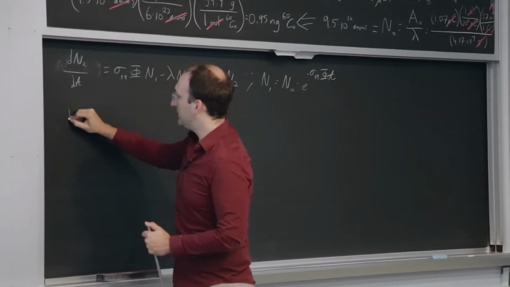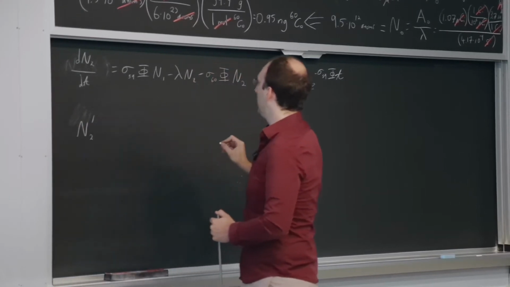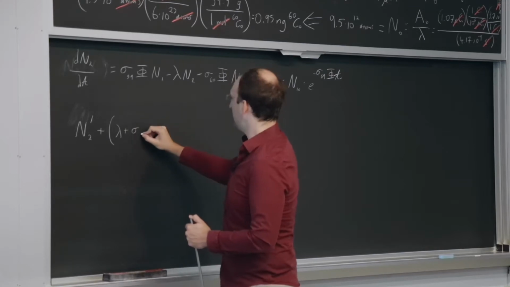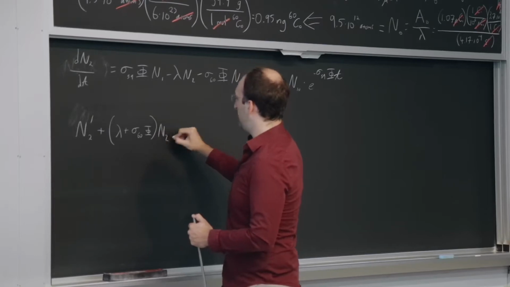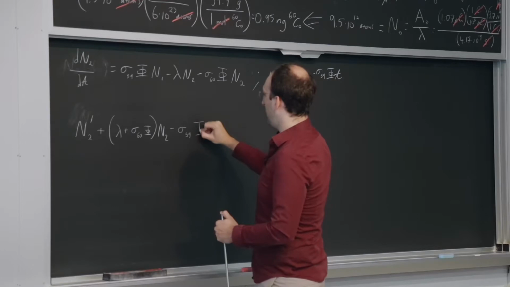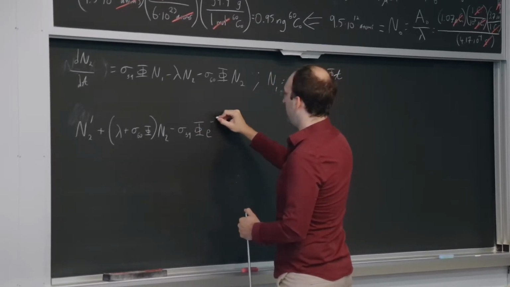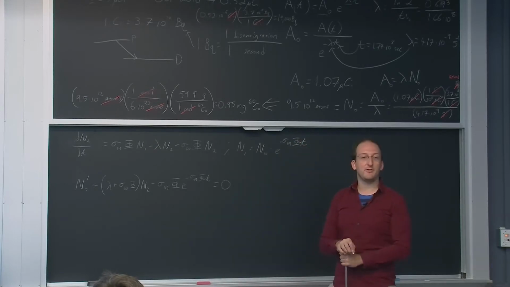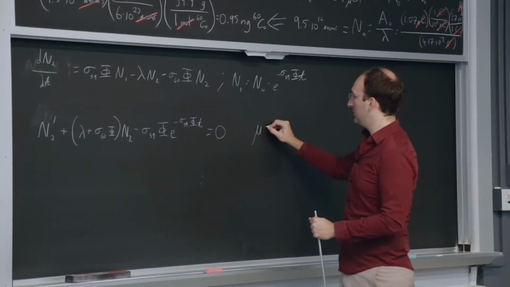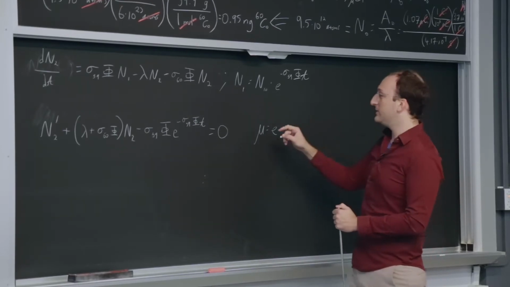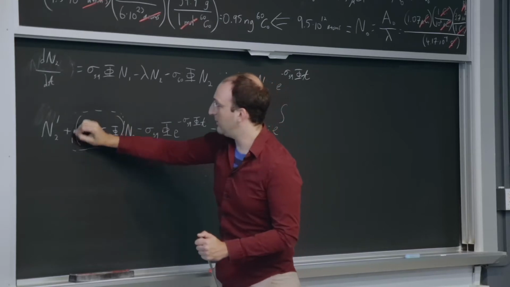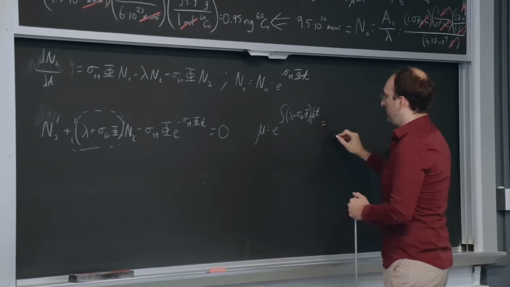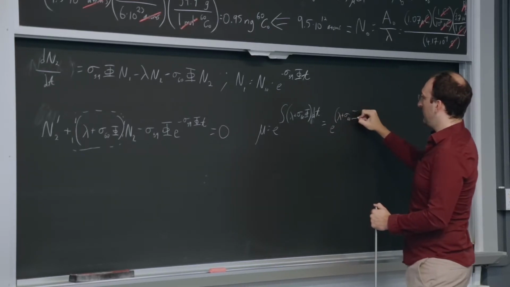So we can now rewrite this equation as, let's just go with N2 prime for shorthand. And we'll put everything on one side of the equation. So we'll have N2 prime plus lambda plus sigma 60 phi N2 minus sigma 59 phi times e to the minus sigma 59 phi t equals 0. So what is our integrating factor here? e to the lambda plus sigma 60 phi t. Yep, so it is e to the integral of whatever's in front of our N2, lambda plus sigma 60 phi dt, which equals e to the lambda plus sigma 60 phi t.